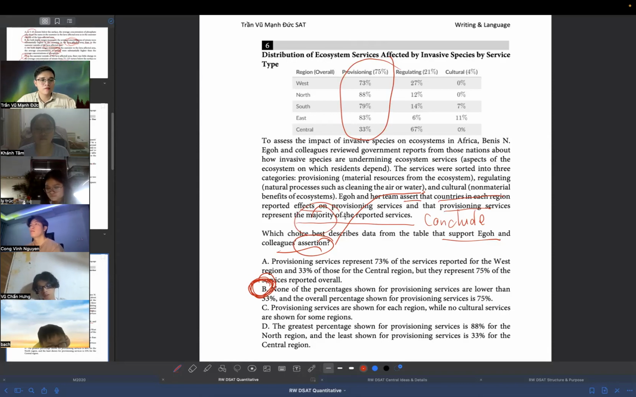So you're going to have to find the option that complements the result, that complements the percentage. This one is positive, but they represent... this one, it doesn't talk about positive at all. C, provisioning services, one, no cultural evidence. This is unrelated. D is a great percentage, 88%.